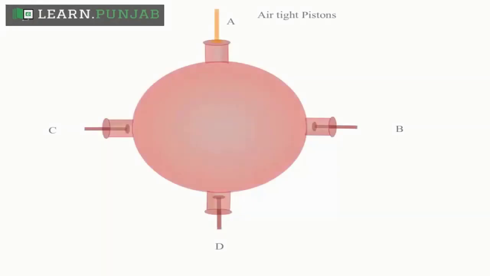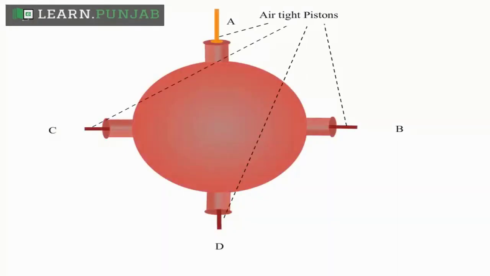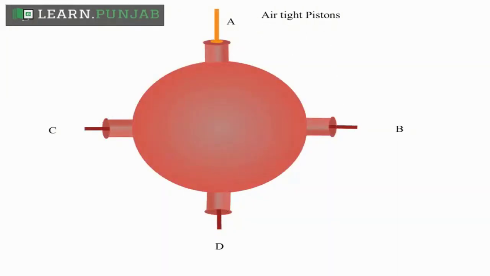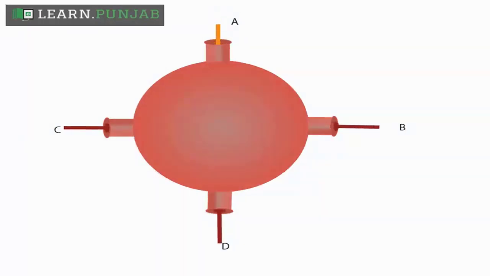You can see a vessel on your screen which has 4 holes, which are closed by airtight pistons named A, B, C and D, and this vessel is filled with water. When pressure is applied on piston A, it is transferred to all other pistons, and as a result pistons B, C, and D are displaced outward.